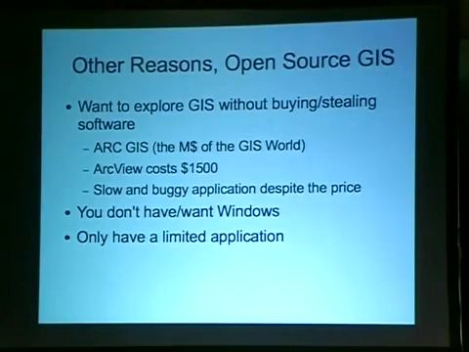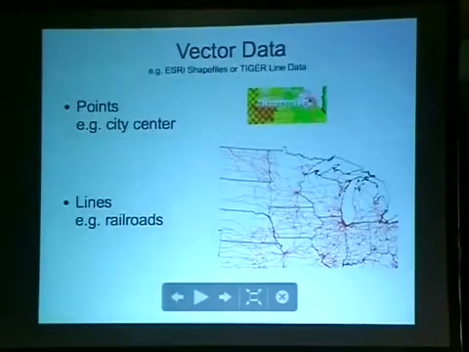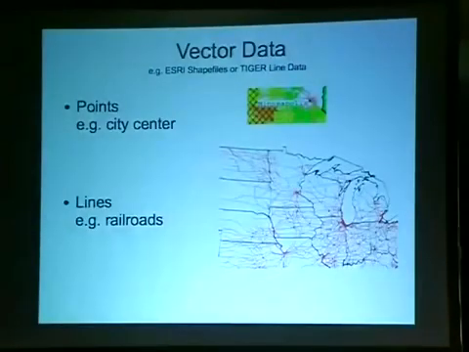And sometimes you don't want a full mapping suite. You just want to put a few points on a map, and it's not necessary to go out and buy this full application. So a quick background: there's basically two types of data in GIS to make maps. You have vector data and raster data. Two of the most common formats of vector data are shapefiles, which are just vector line files, and TIGER lines, which is census data that's freely available.